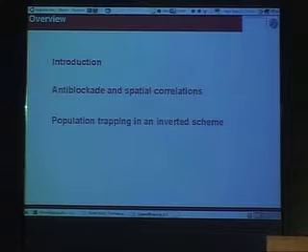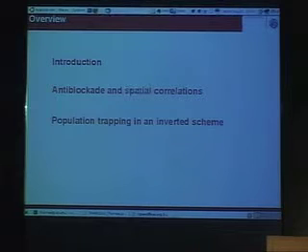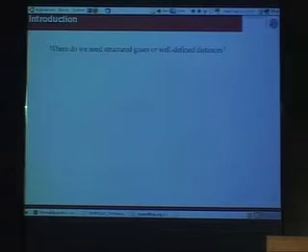I will also split my talk into two parts. First, I'll give a short introduction, and then start with anti-blockade and spatial correlations in the excitation of Rydberg gases. And in the second part, I'll talk about population trapping in a so-called inverted scheme, and explain to you in a little while what this means. And as most of my talk will be about this first part, anti-blockade and spatial correlations, the introduction will also be about that. Let me start right away.